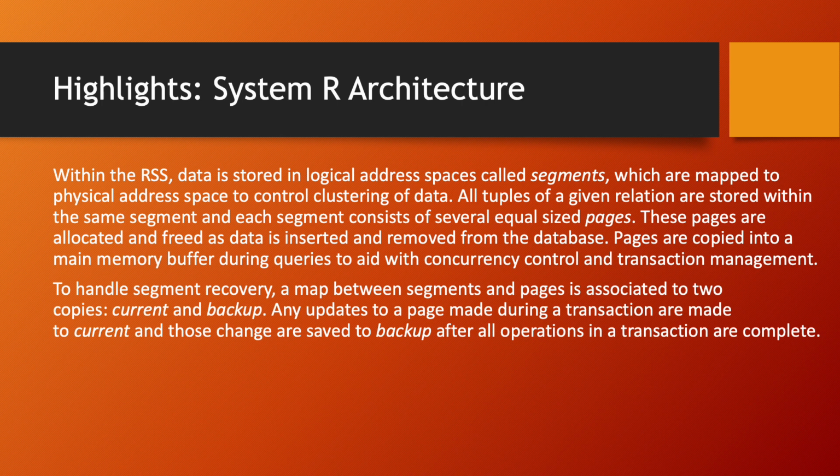Pages are copied into a main memory buffer using queues to aid with concurrency control and transaction management. To handle segment recovery, a map between segments and pages is associated to two copies, current and backup. Any updates to a page made during a transaction are made to current, and those changes are saved to backup after all operations in a transaction are complete.